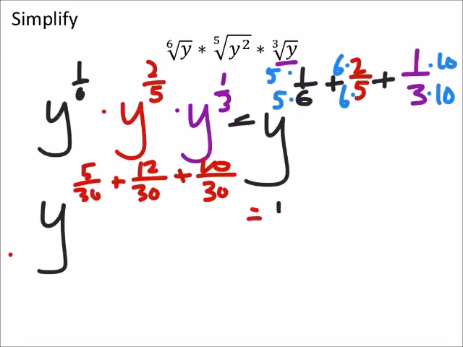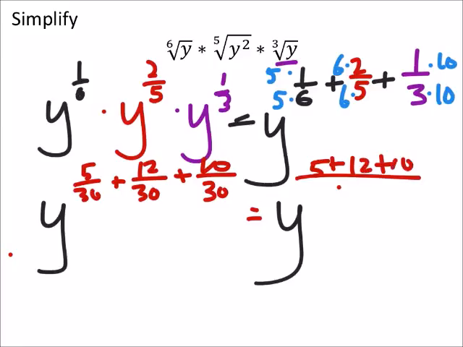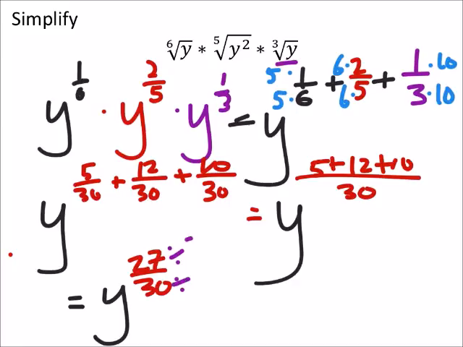which would be y to the power of 5 plus 12 plus 10/30. And that would equal y to the power of 27/30. But these can both be simplified by 3. So that would equal then y to the power of 9/10.